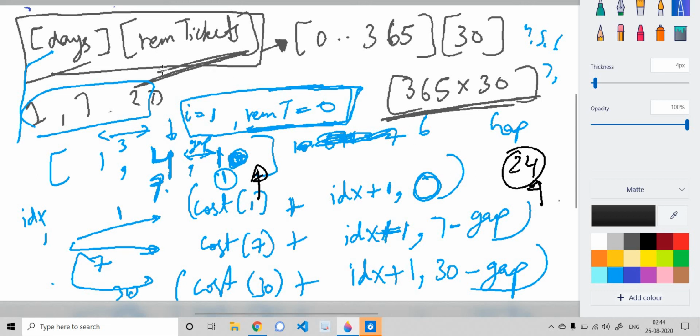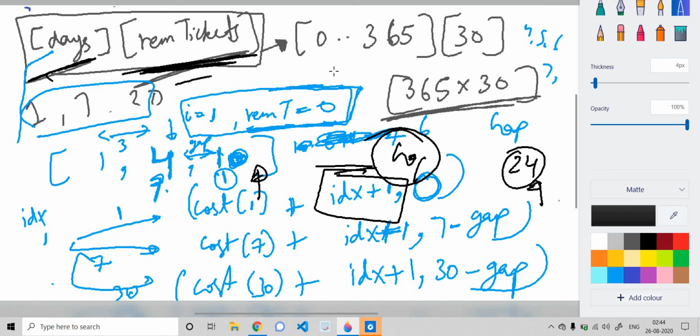I hope you have understood the remaining tickets part, how I am updating it, and the days. This idx plus 1, again I am telling you, is not day plus 1, it is moving forward by 1 index on my days array. Okay, and I have also explained the gap and the remaining. I think that is all I need to explain. Let's move to the code part now.